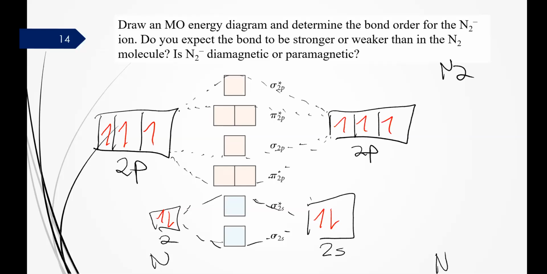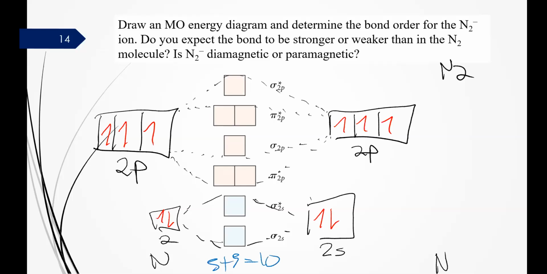So if each of them bring 5 valence electrons, how many should we have in the middle? We have 5 valence electrons from each. So how many should we have in the middle? 10, right? So 5 plus 5. So we have 10 in the middle.